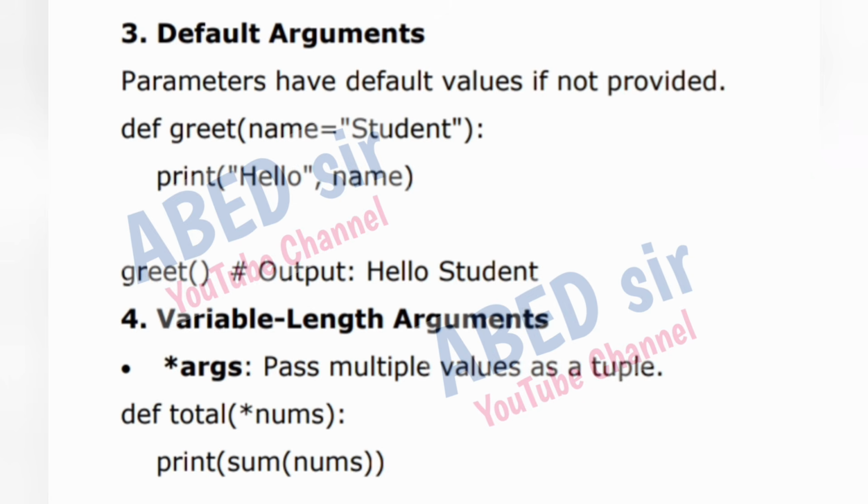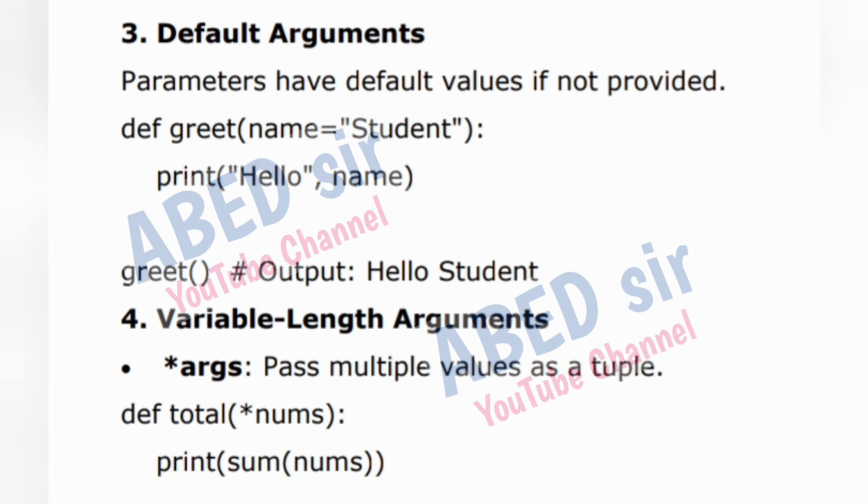3. Default arguments. Parameters have default values if not provided. def greet(name="student"): print("Hello", name). greet() # output: Hello student.